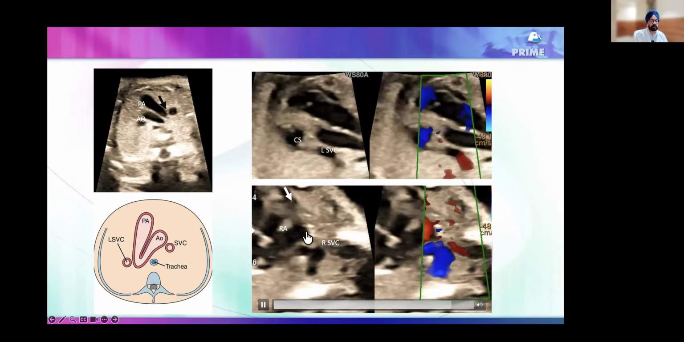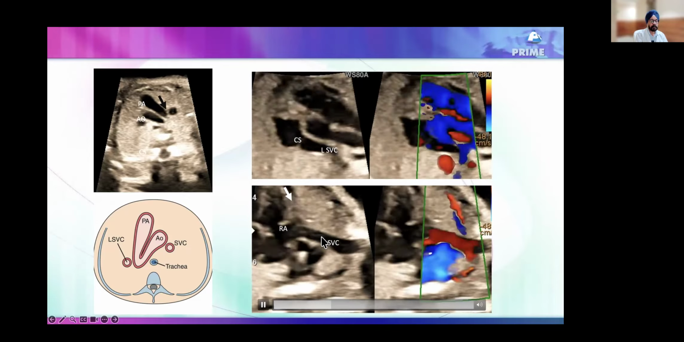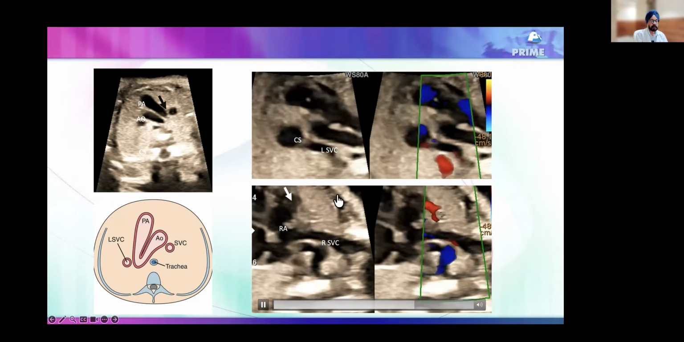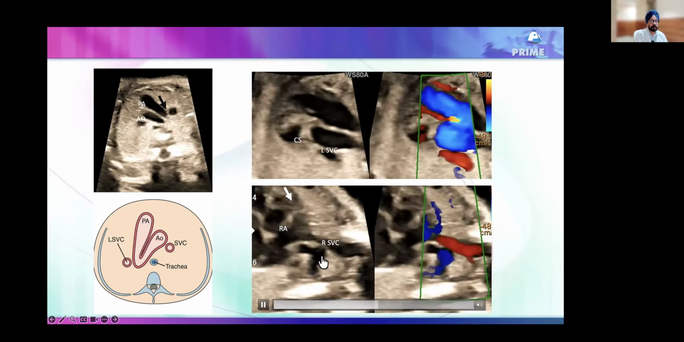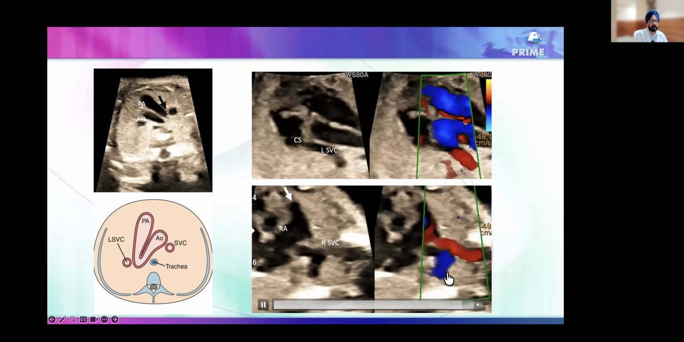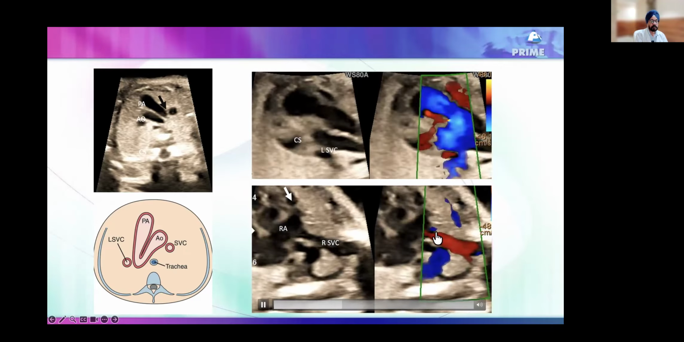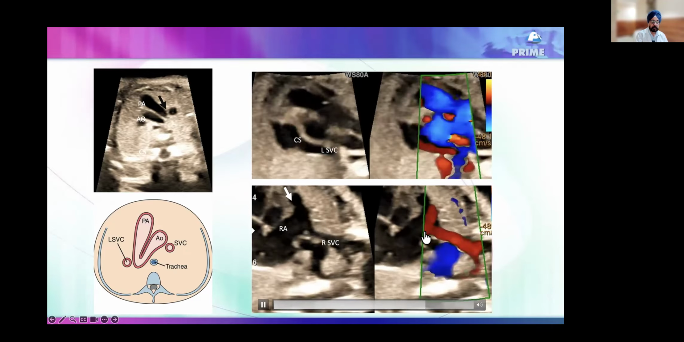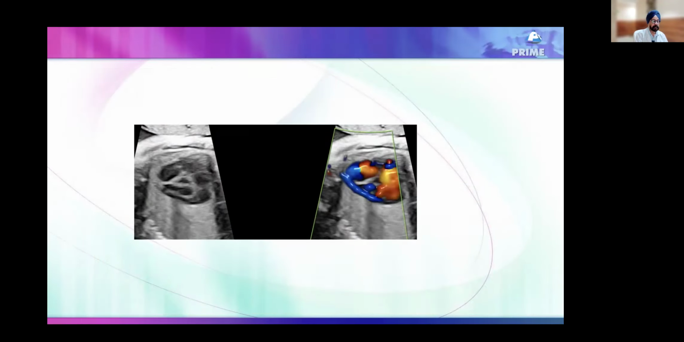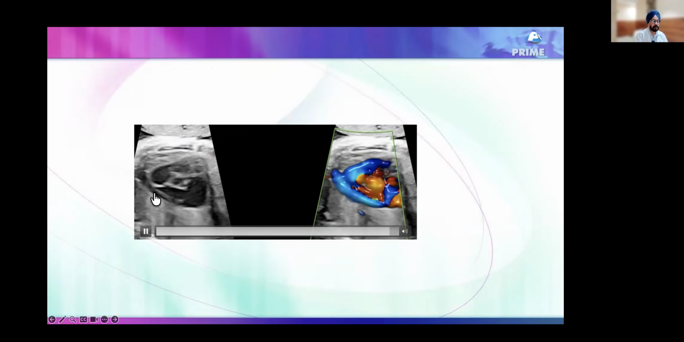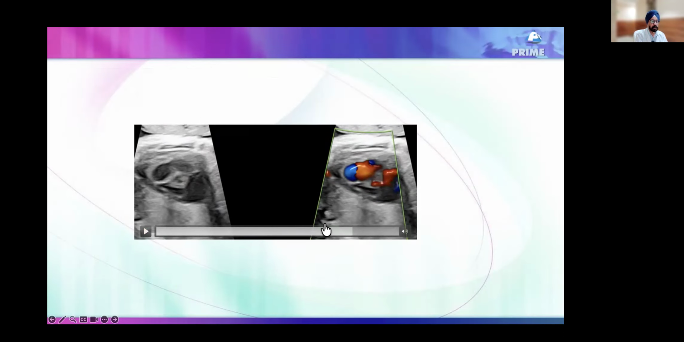And this is a right-sided normal SVC. The other SVC is posterior to the aorta. This one is anterior to the aorta. And you see this azygos vein entering into the right. But let's skip this. And this is what many a time we call the cigar sign.